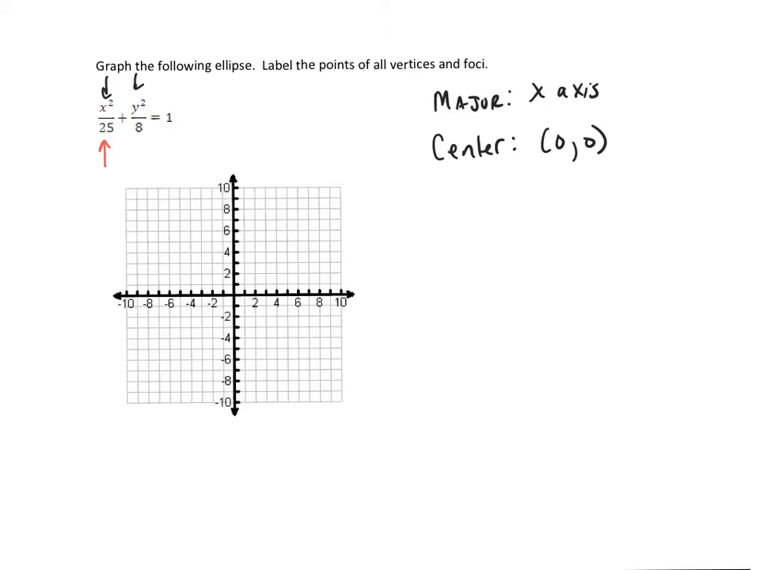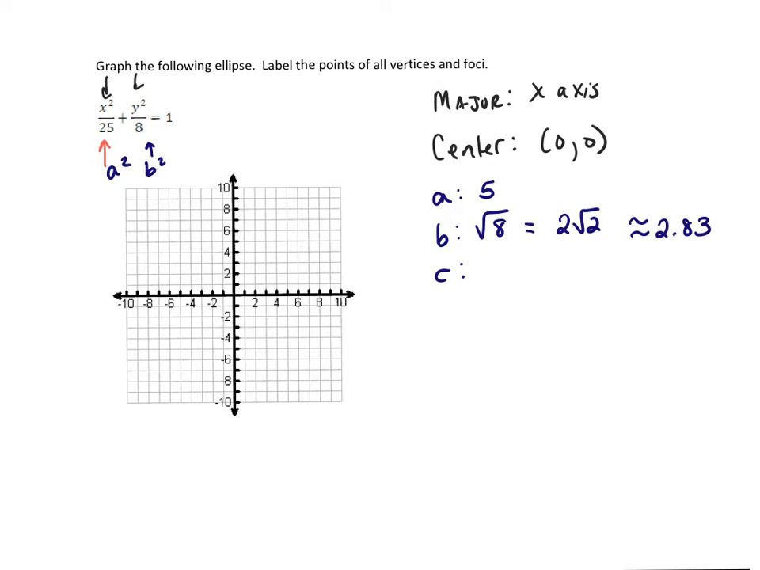The other big things I see here, remember we always like to know what A, B, and C are. A is the distance from the center to the vertices, and since this is A squared, I know A is 5. B squared is 8, because it's the smaller of the two. So B is the square root of 8, which is 2 square root of 2 if I simplify, which is approximately 2.83. I don't really want the decimal, but just so I have an idea where it'll be on the graph, it's probably nice to have that.